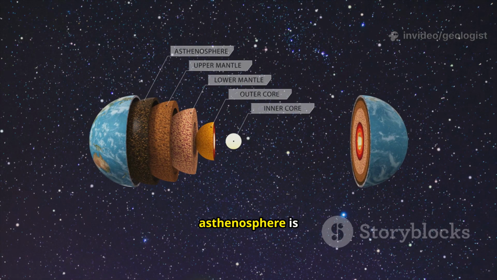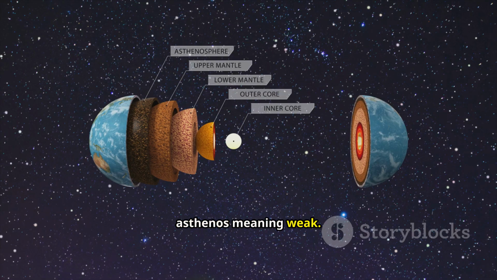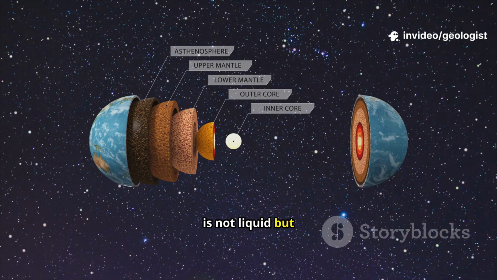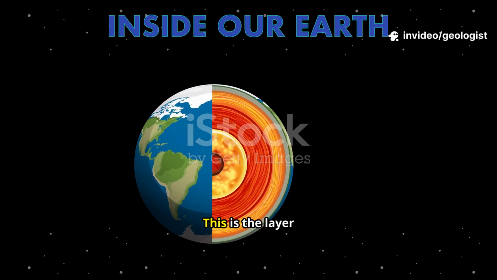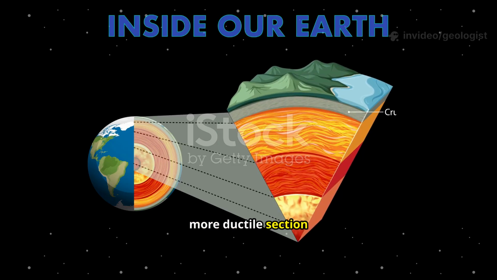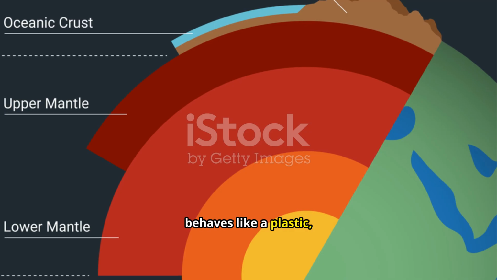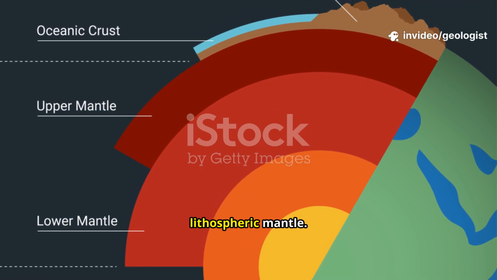Then there is the asthenosphere. The word asthenosphere is derived from the Greek root word asthenos, meaning weak. The asthenosphere is not liquid, but its temperature is about 1,400 degrees Celsius. This is the layer of the upper mantle, specifically the lower, weaker and more ductile section, which is soft and behaves like a plastic, that is located just beneath the lithosphere or beneath the lithospheric mantle.